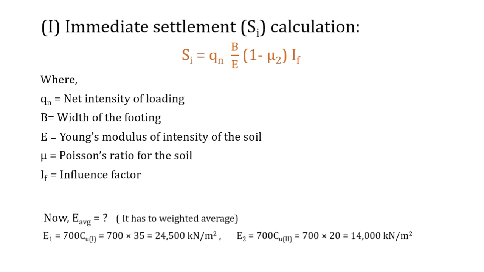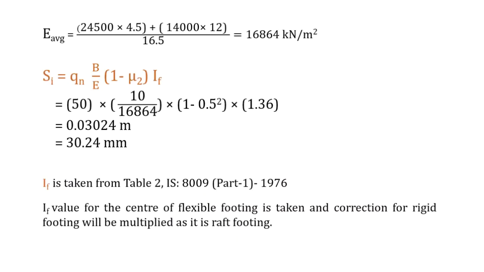In this case, modulus of elasticity is different for layer 1 and layer 2. So we have to use the weighted average in the formula. Thickness of layer 1 within the influence zone is 4.5 meter and layer 2 is 12 meter. Using these values, we find out what is the weighted average of modulus of elasticity.